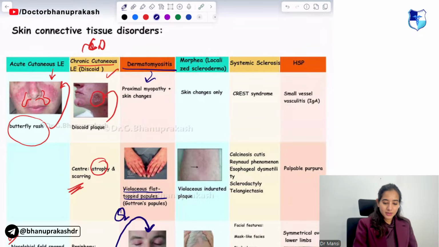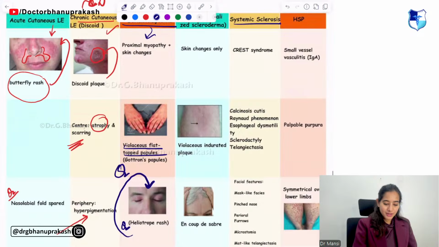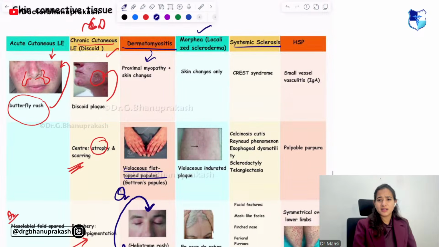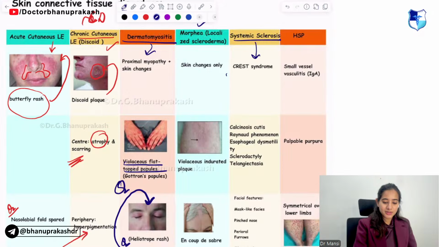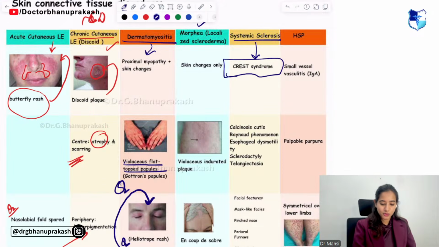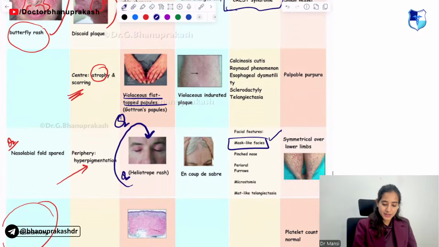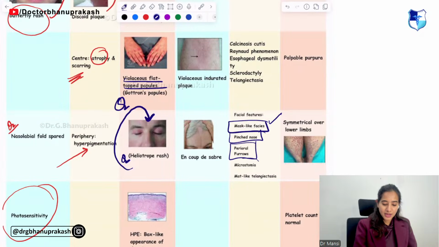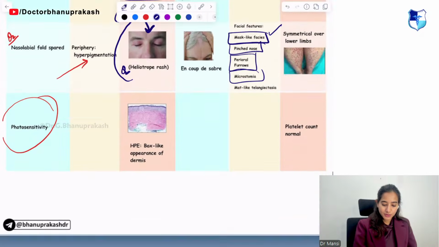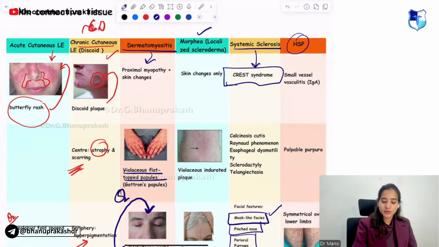Then systemic sclerosis. I would suggest you not to read it because they won't be asking you this. In systemic sclerosis, they have CREST syndrome. And the facial features, you just focus on them. They have a mask-like face, a pinched nose, perioral furrows will be there, and microstomia will be there. Then we have Henoch-Schönlein purpura.